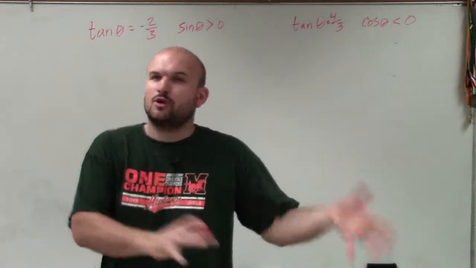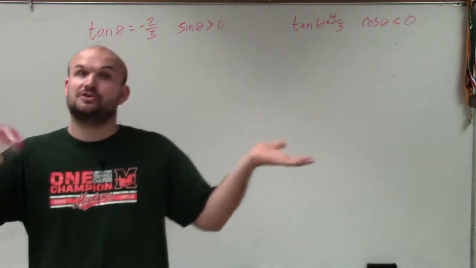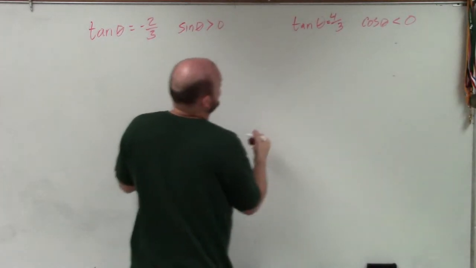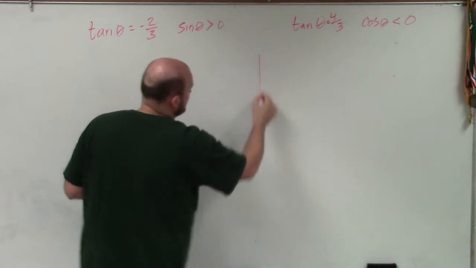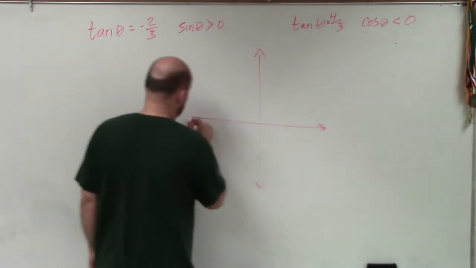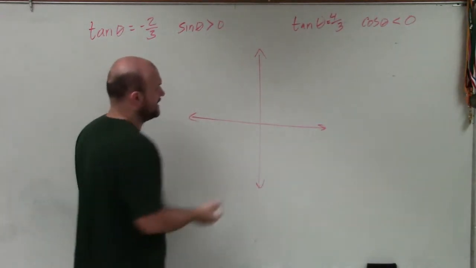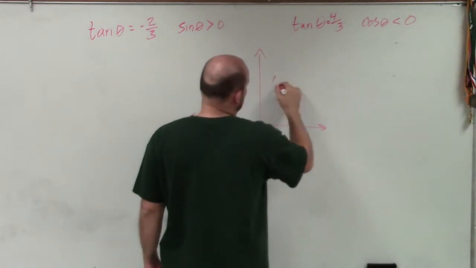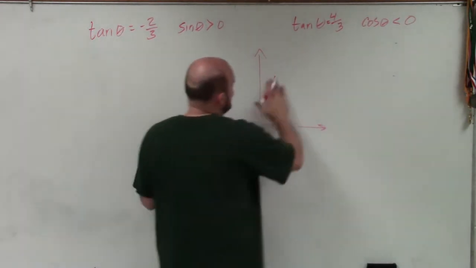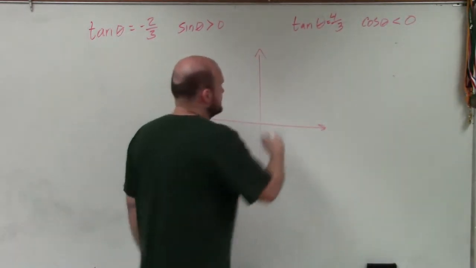When it tells you the quadrants, that's simple enough. Quadrant 1, 2, 3, or 4, right? Well, what does it mean when sine of theta is greater than 0 or cosine of theta is less than 0? Well, what I like to do is go back to your Cartesian coordinate system and think about what is positive and negative in your coordinates.